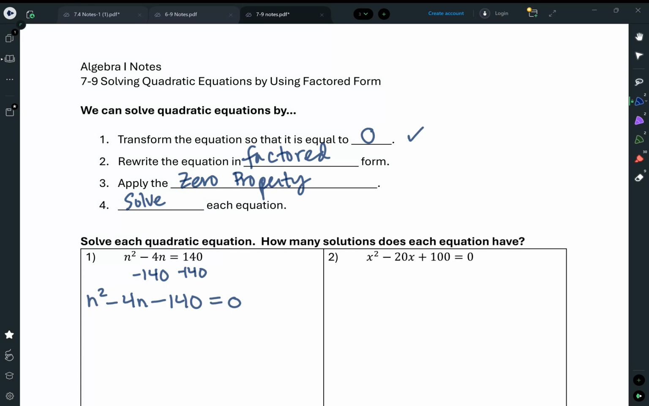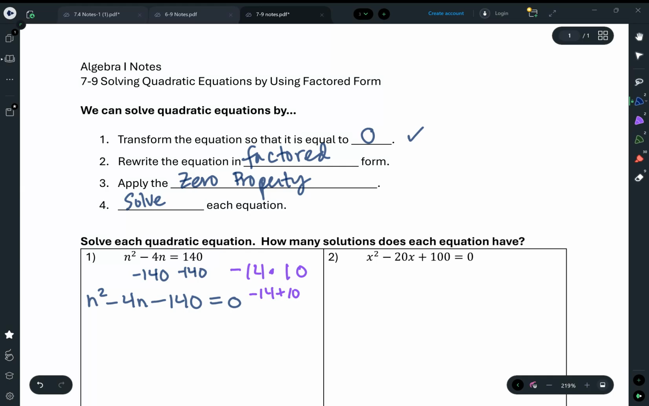So to factor, I want to think about things that multiply to make 140. So the one that I can see right away is 14 times 10. Because it's a negative 140, one of my numbers needs to be negative and the other one needs to be positive. And so I'm going to make the 14 negative because negative 14 plus 10 would equal the negative 4 for my middle term. So now we'll go ahead and factor.